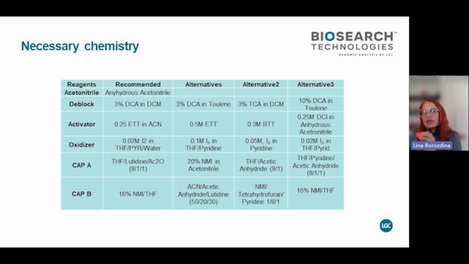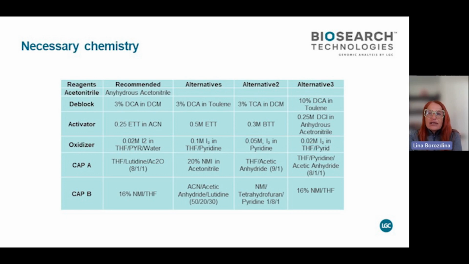So for activator, there are 3 types: ETT, BMT, and DCI. DCI is mostly used in synthesis on the chip or in microfluidics, because this particular activator doesn't crystallize.